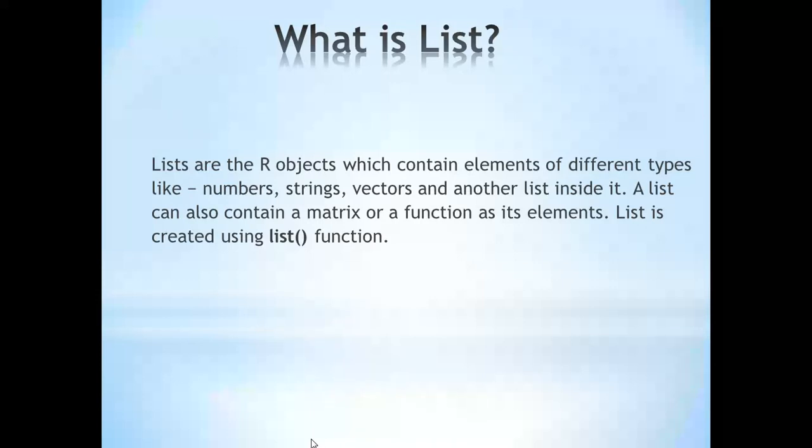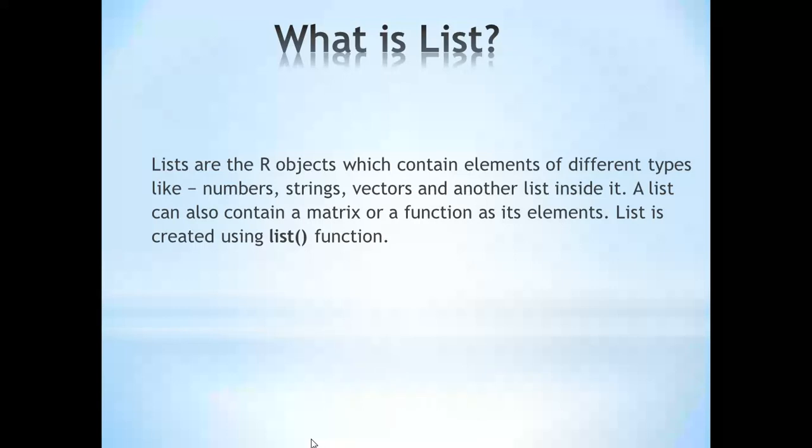A list can also contain a matrix or function as its elements. A list is created using the function list, right? A list is a collection of elements which contain different types of elements like numbers, strings, vectors, and another list. Also, a list can contain a matrix or a function as an element, and a list is created using the function list. Let's see how to create a list.